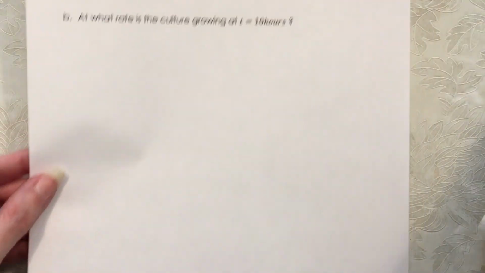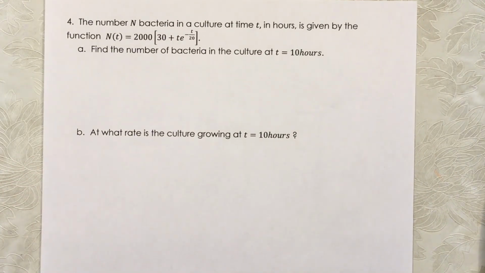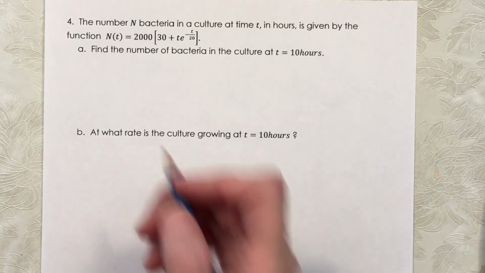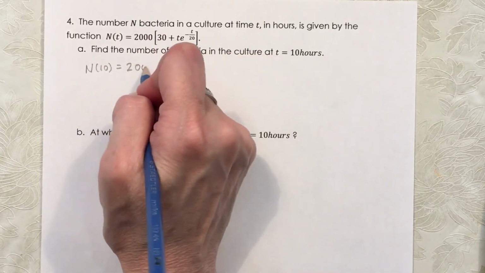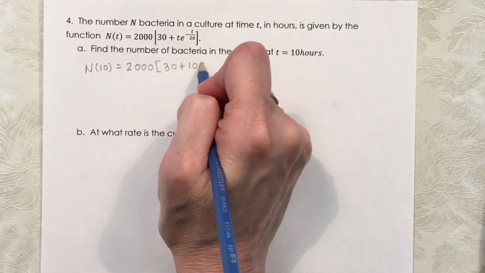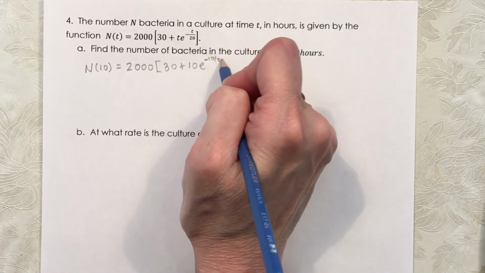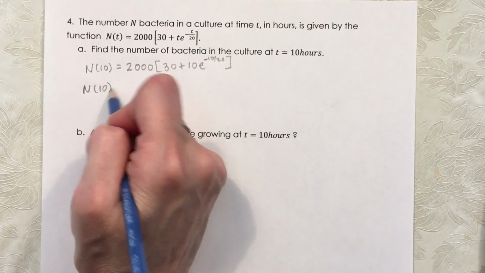Okay, and our last question. The number n of bacteria in a culture at time t in hours is given by the function n of t equals 2,000 times 30 plus t e to the negative t over 20. Part A says find the number of bacteria in the culture at t equals 10 hours. So that wants us to find n at 10. It's going to be 2,000 times 30 plus 10 e to the negative 10 over 20. So n at 10 is going to equal.